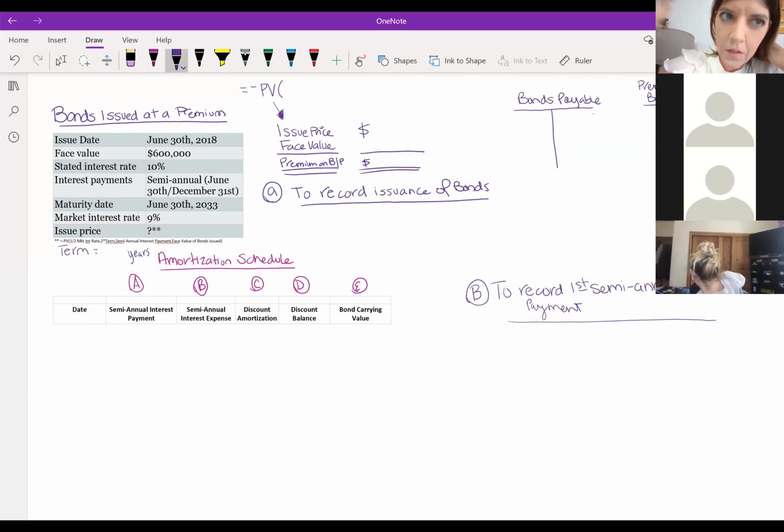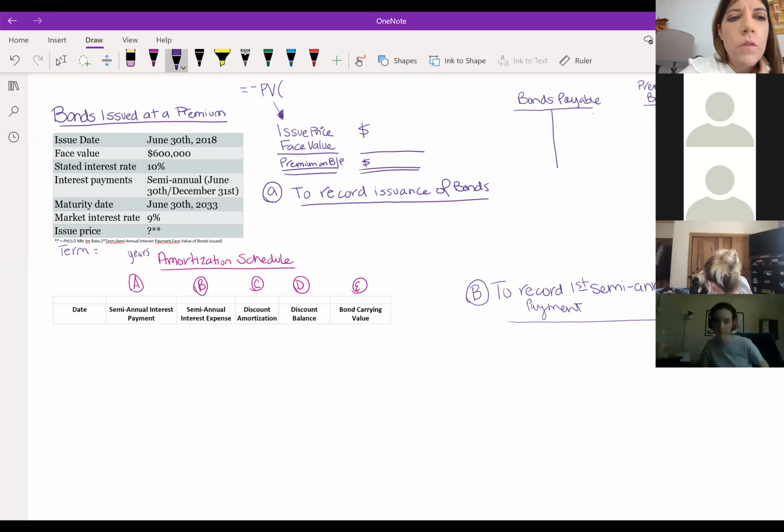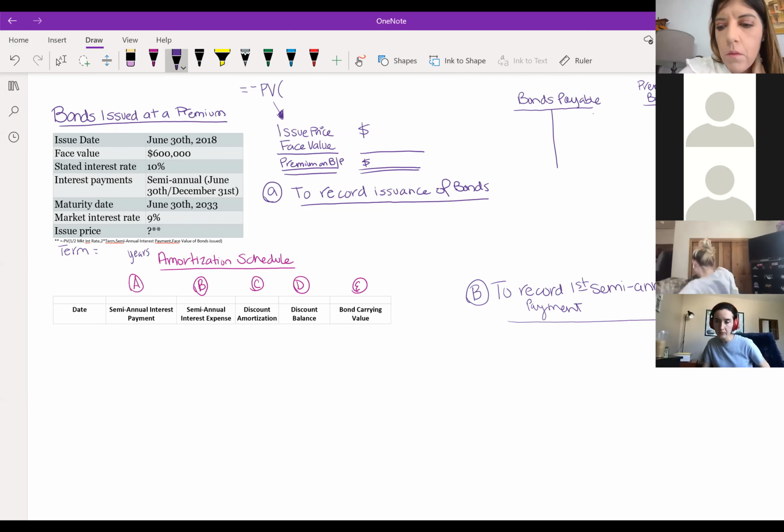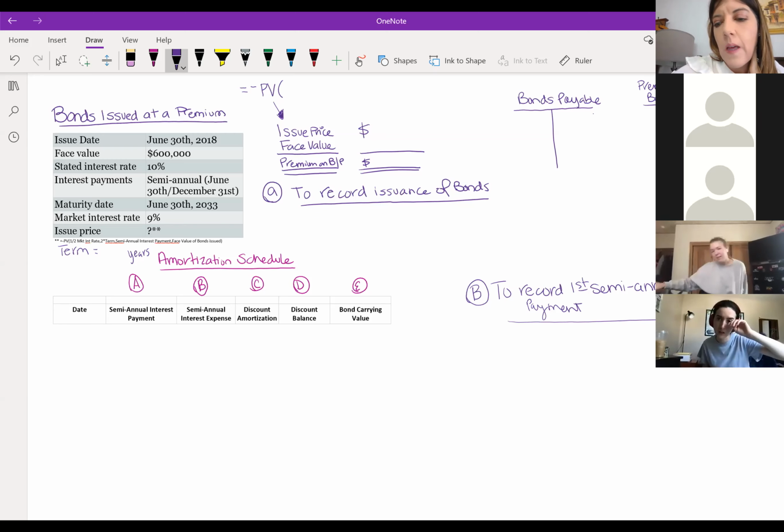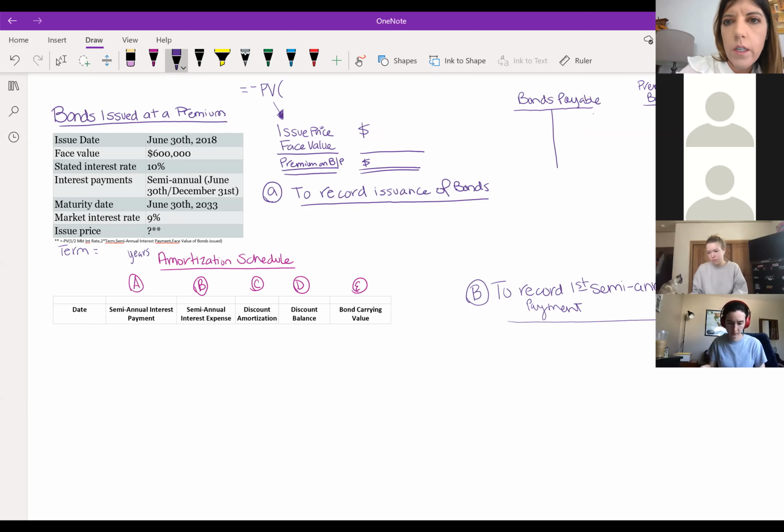Okay. So we're going to shift a little bit and move to bonds issued at a premium. With bonds issued at a premium, that means that we're issuing them for above face value. So the issue price is going to be higher than face value. And we're offering a higher interest rate annually than similar bonds are offering on the date of issuance. So we're going to look at this example.